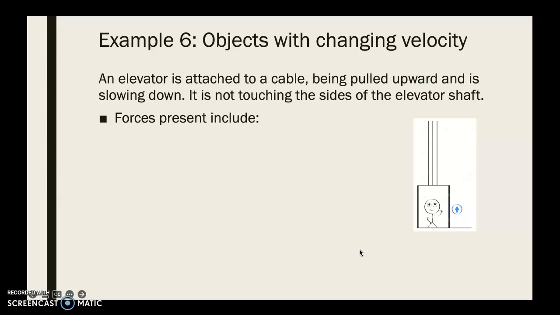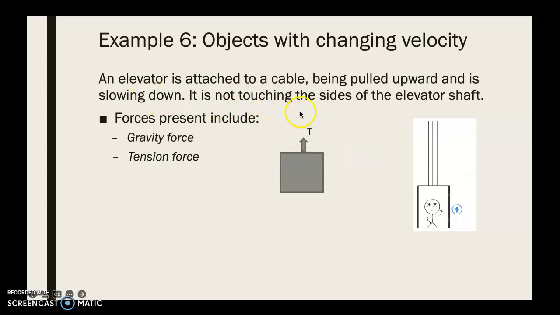All right, objects with changing velocity: an elevator attached to a cable being pulled upward and slowing down. It's not touching the sides of the elevator. I put that in there because we want to know that we are not going to take friction into consideration here. So we're going to have gravity force and tension force. What's important here, even though the picture has a person in the elevator, we are focusing on the elevator itself, not the person. So my object is going to have tension force going up because it's moving in an upward direction. However, it is slowing down.